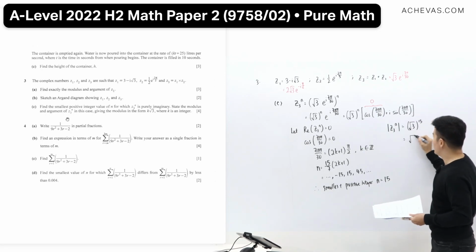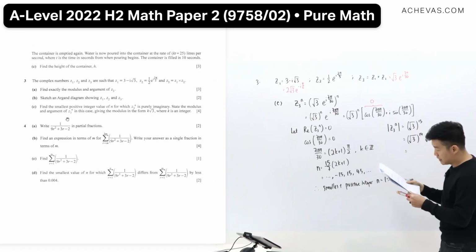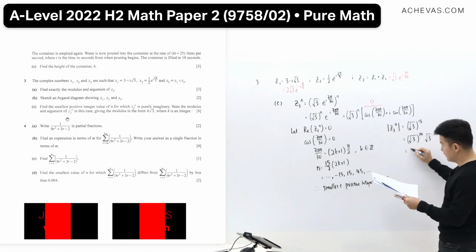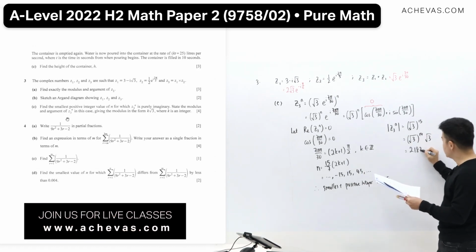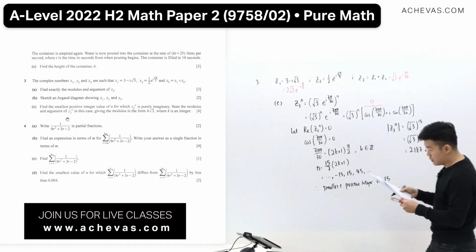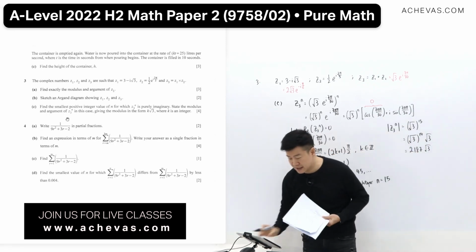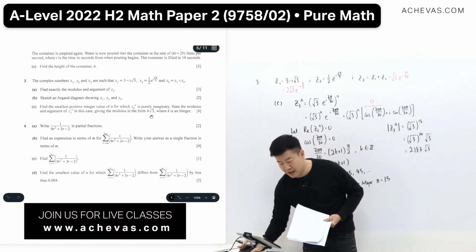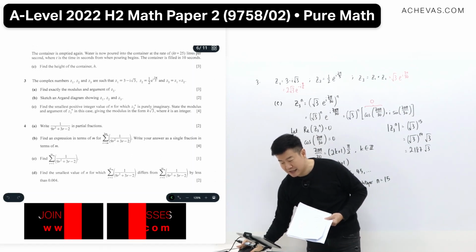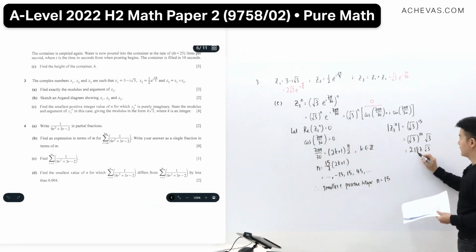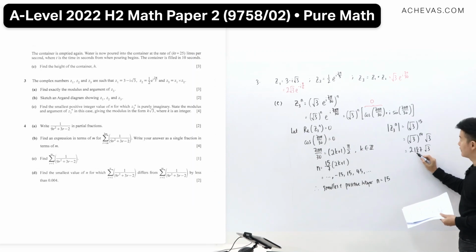And I'm going to just rewrite this as square root of 3 to the power of 14, then square root of 3. Pressing this into the calculator, this will be giving me 2187 square root of 3, which is according to what the question says. We want it to be in the form of k square root of 3. So k in this case is 2187.